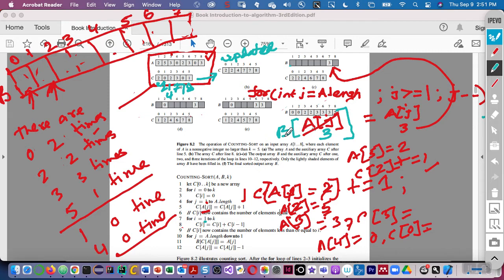Oh, sorry, this is not b, it's C. C of 3. What is C of 3? Now come here. C of 3 equal to 7, right? It is giving the index. I told you that this will tell the last position. Okay, this C of 3. So what is C of 3? C of 3 is 7. Okay, this is 7.